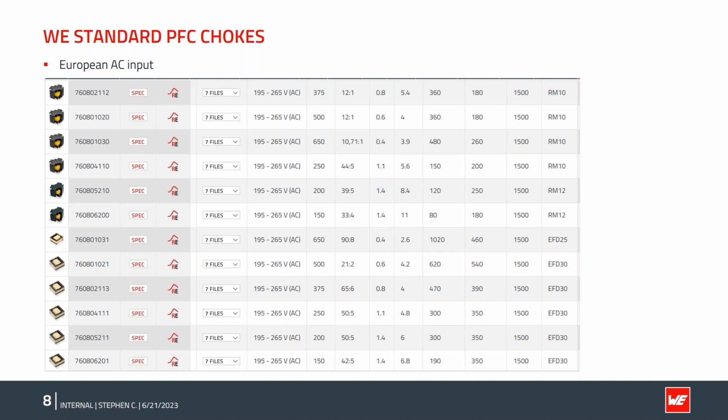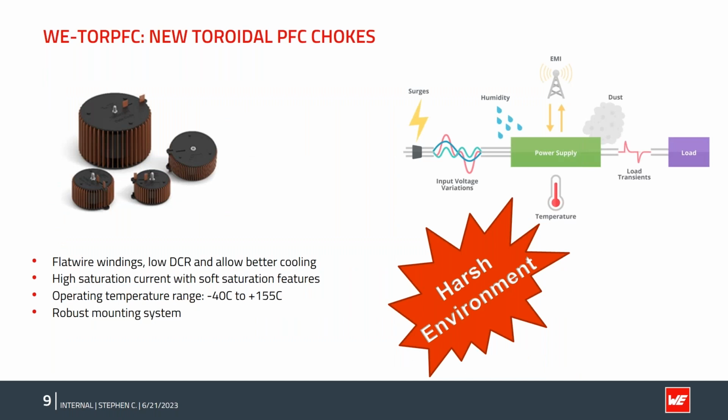So next one, this is the new series that we developed and launched this year. We call it the WE-TOR, which stands for Toroidal PFC. As you can see, this series is not using the traditional bobbin type structure. Instead, we are using flat wire on a toroidal core.